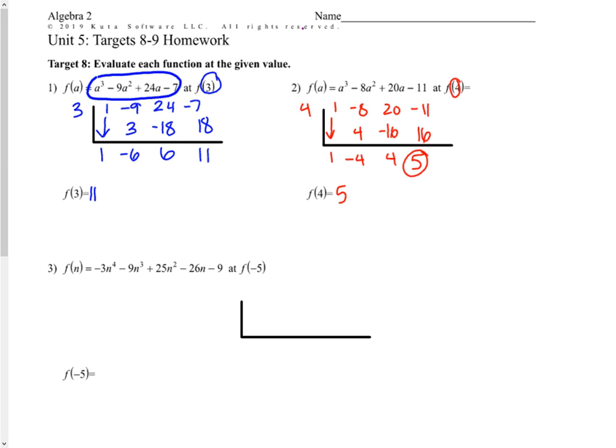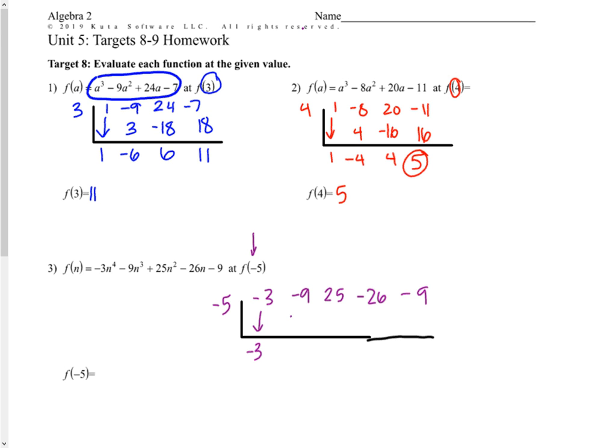Number 3 is just a little bit longer, still in standard form. We're not missing anything, so I can go ahead and bring down my values. So I have -3, -9, 25, -26, -9. On the outside, they tell me what my x value is. They tell me it's -5, so we'll have -5 on the outside. As always, we're going to drop that first number, so I drop -3.